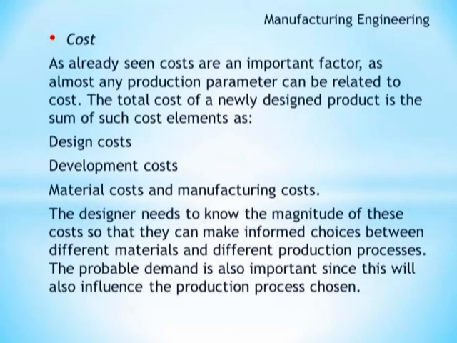Cost. As already seen, costs are an important factor, as almost any production parameter can be related to cost. The total cost of a newly designed product is the sum of such cost elements as design costs, development costs, material costs and manufacturing costs. The designer needs to know the magnitude of these costs so that they can make informed choices between different materials and different production processes. The probable demand is also important since this will also influence the production process chosen.